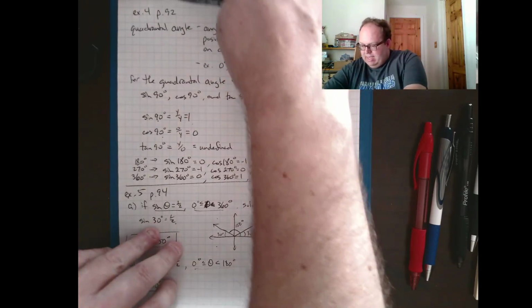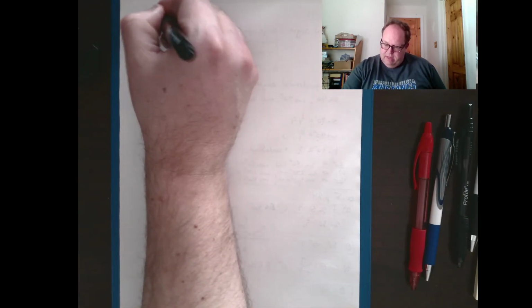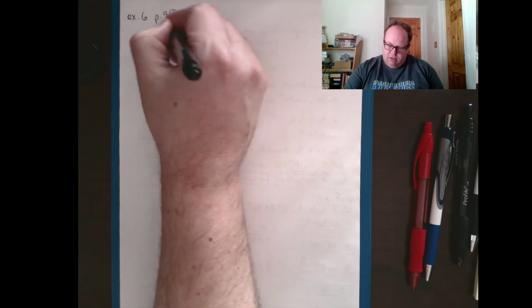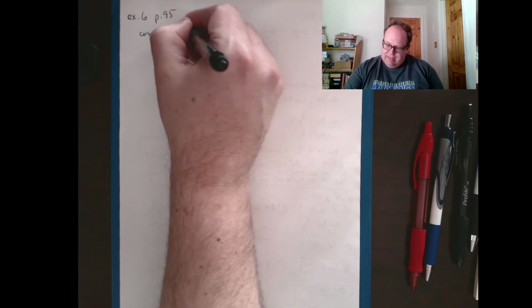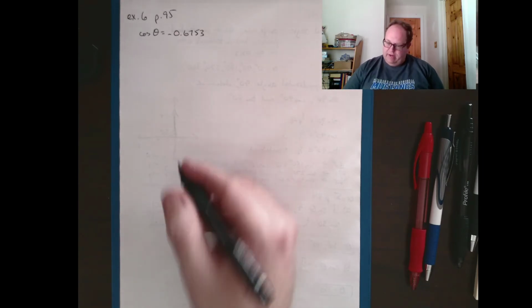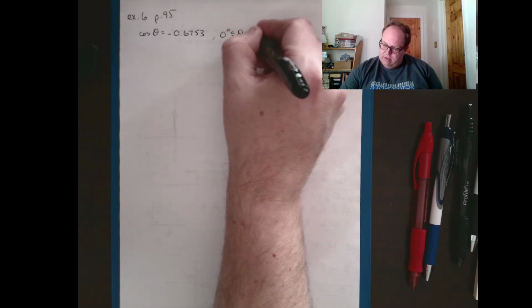Right. One last example. And this is example 6 on page 95, which is similar to example 5, only you're going to use your calculator a bit more in this case. So in this we're told the cosine of our angle is equal to negative 0.6753. That is not something nicely from one of our special triangles. And our angle is between 0 and 360 degrees.